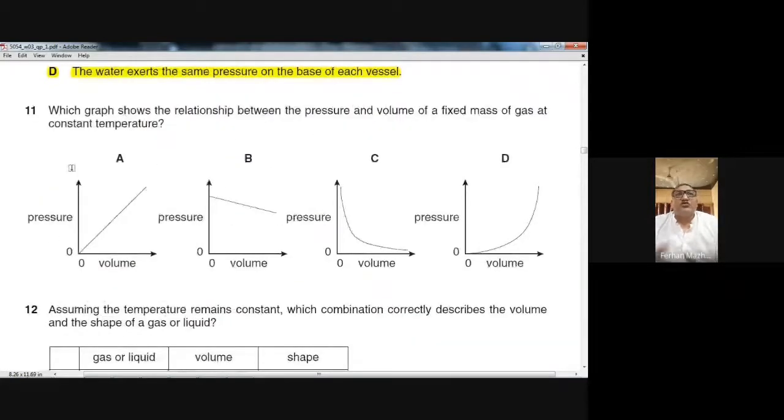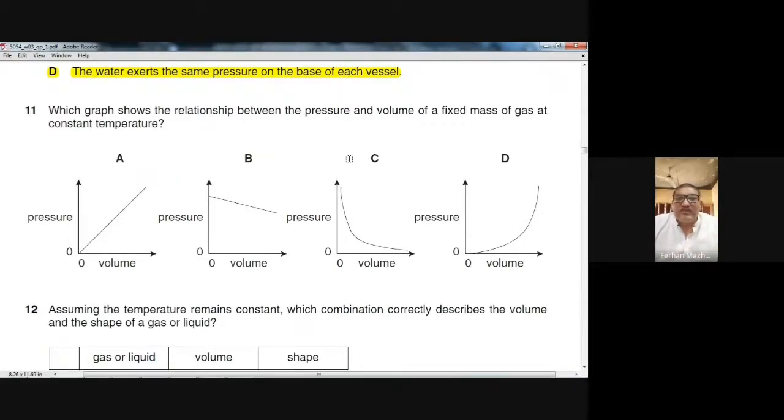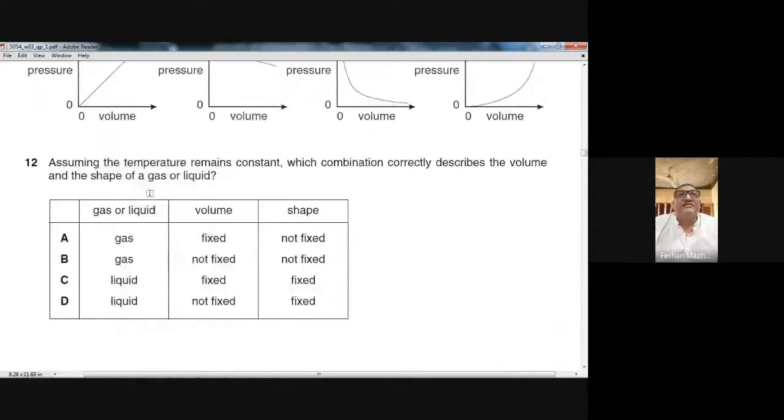Here we go. Which graph shows the relationship between the pressure and the volume of a fixed mass of a gas at constant temperature? You know, if the temperature is kept constant, the pressure and the volume of the gas are inversely related with each other. So remember, mathematically, if two quantities have an inverse relation with each other, the graph will be like this. Don't forget this fact. Their graph will look like this. So question number 11, C is the right choice.